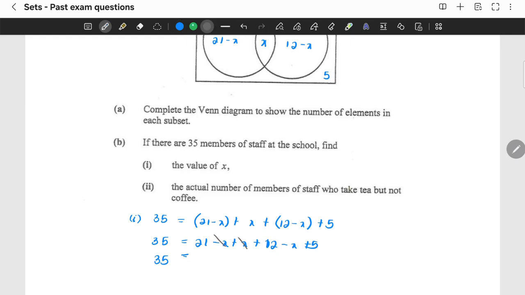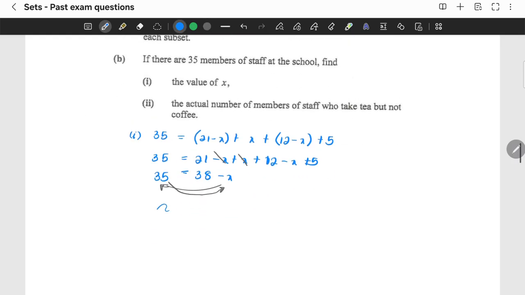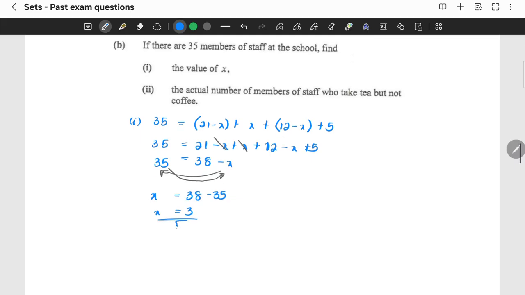Minus X plus X, that's going to be 0. 21 plus 12, that's going to be 33, plus 5, that's going to be 38, minus X, right? Again, minus X crosses the equal sign such that it's positive. 35 crosses the equal sign, and then making X subject of formula, X is equal to 38 minus 35, and X is equal to 3. So that's how many drink both coffee and tea.